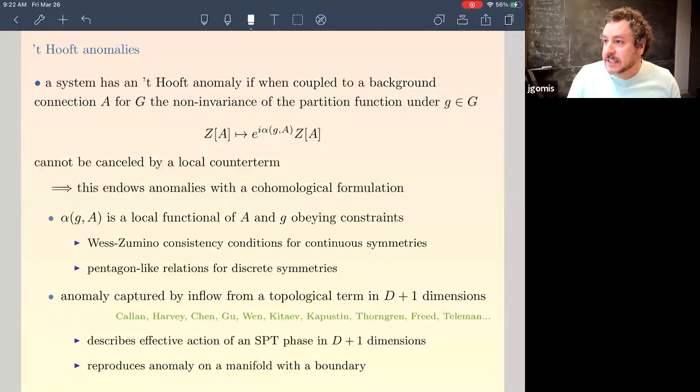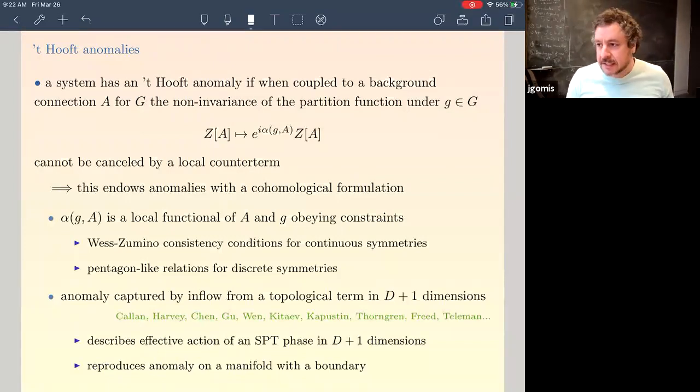So these are phases of matter that are essentially trivial on a closed manifold, but not if you put the manifold on with a boundary. Okay? And the boundary then necessarily has to have something non-trivial going on. And what's going on the boundary is precisely a system that reproduces the anomaly that you were studying.